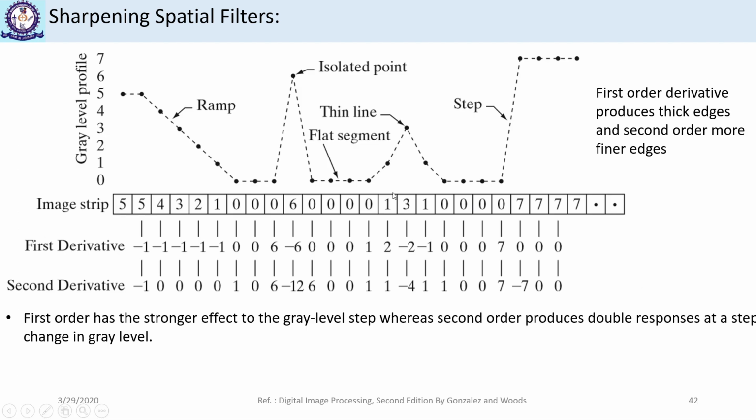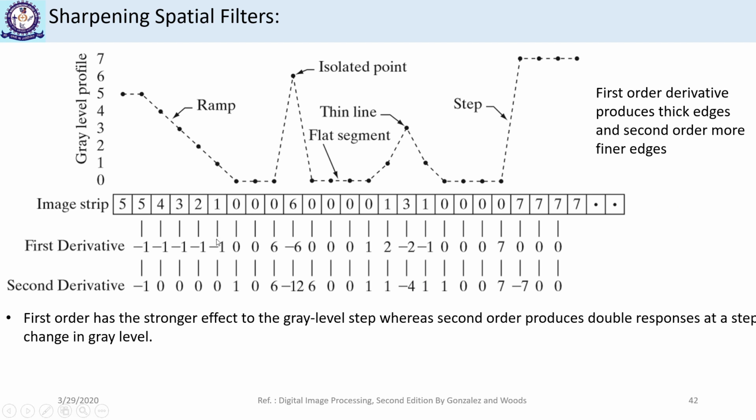So now if I write the intensity values along this line, then I can write, see, these two pixels have the intensity values 5, 5. Then since it is decreasing, it is 4, 3, 2, 1, and then it becomes 0. For these three elements it is 0. Then at this particular pixel the intensity is 6, that is, gray level is 6. Then again it becomes 0, and then it is 1, 3, 1, and so on. We can find the intensity of each particular pixel.